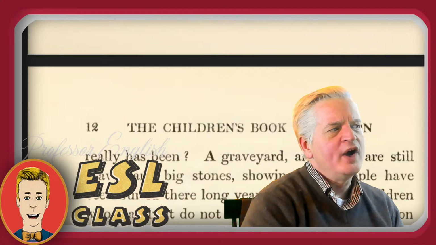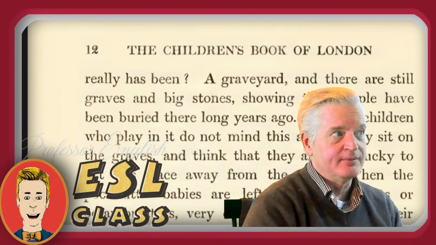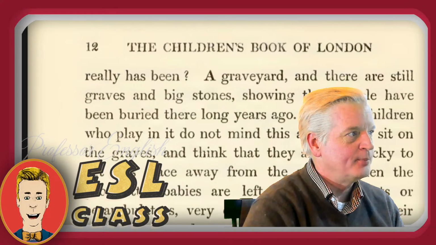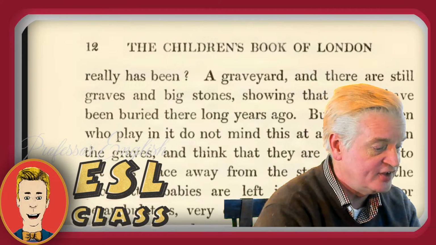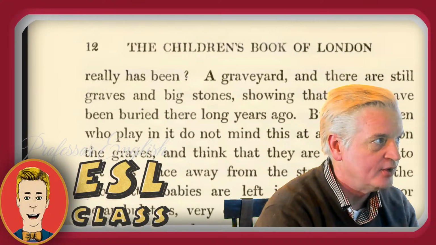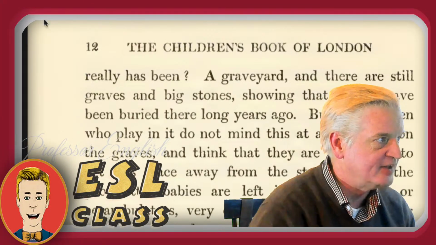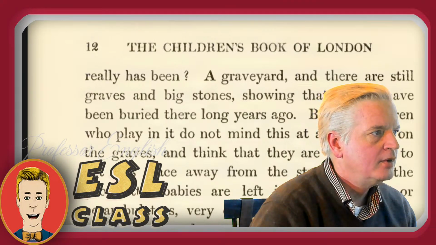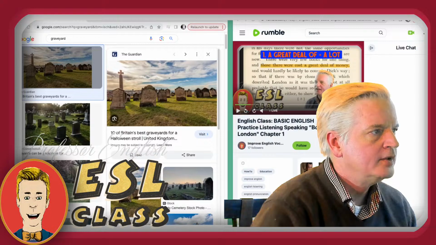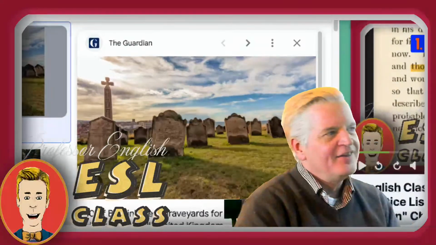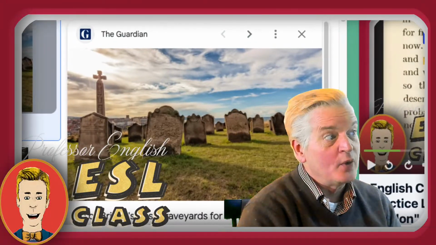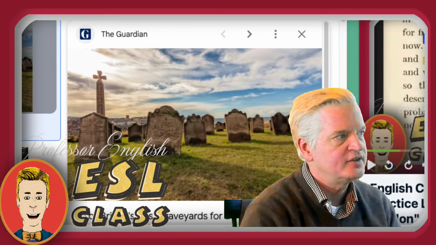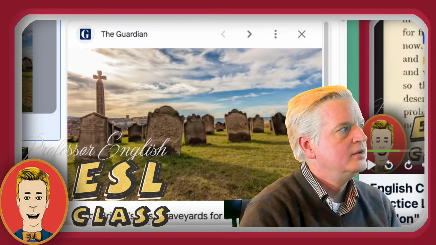Okay. But what do you think it really has been? A graveyard. So they're saying that the playground where she takes her younger brothers and sisters is actually a graveyard. Let me show you what that is in case you don't know what that is. So really, the playground for the children is a graveyard. And you see these stone things. These are called graves, or gravestones.